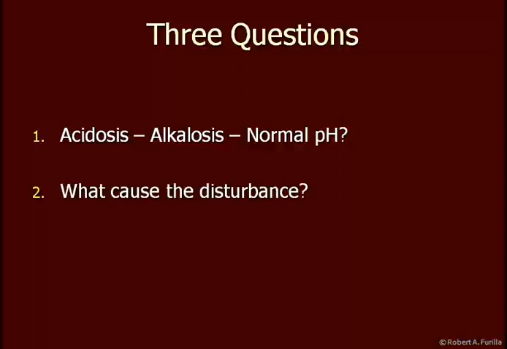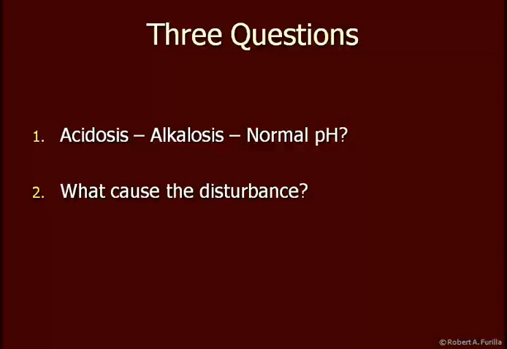I then say, well, what caused the disturbance? If it's an acidosis, the disturbance could be caused by high CO2, or it could be caused by low bicarbonate. An alkalosis, just the opposite. So if we have an acidosis and I determine that the CO2 is high, then I say, well, we must have a respiratory acidosis. If the bicarbonate were low, then we have a metabolic acidosis.